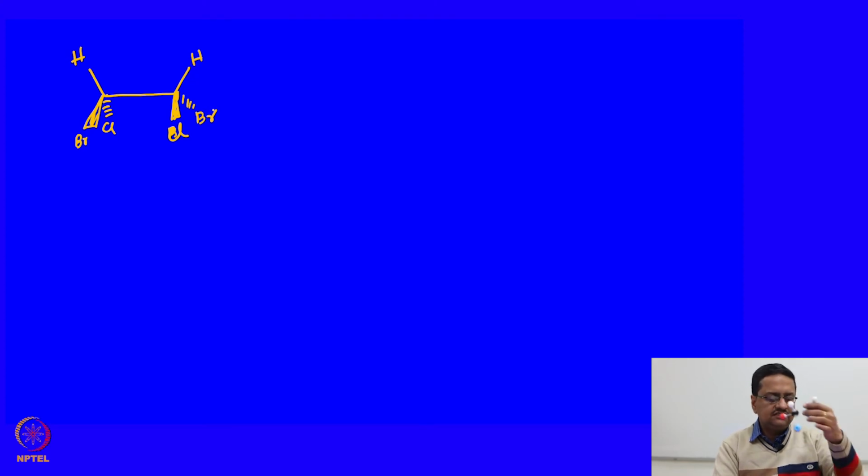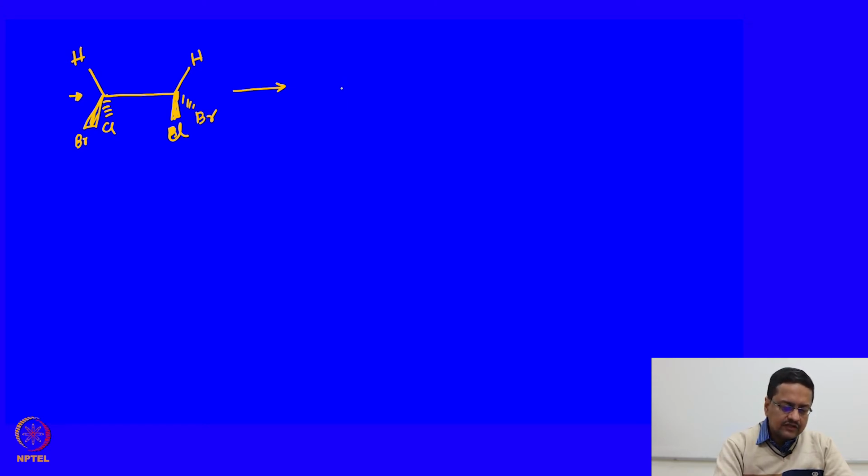So, this is the Sawhorse projection of this particular molecule. Now if I try to draw the Newman projection by looking at the molecule from this side, what should happen? On the front carbon, we have hydrogen at the top, bromine on the right, chlorine on the left, and on the back carbon, we have hydrogen at the top, chlorine on the right, and bromine on the left.